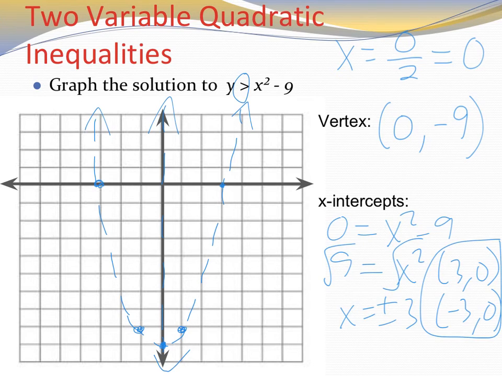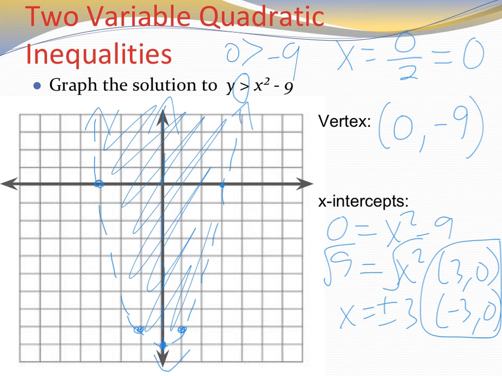Now let's figure out where to shade. So I'm going to use a test point. Why don't I once again use 0, 0? Because it's not on the graph. It usually won't be. It can be. And in which case, you just pick something else somewhere in here that's not on the graph. But 0, 0 is not. So I'm going to use it because it's easy. I get 0 is greater than negative 9. Is that true? I would think so. That means that I'm shading where the 0, 0 is, which is inside the parabola, if you will.